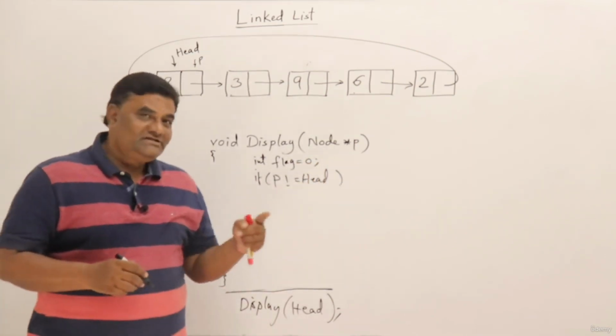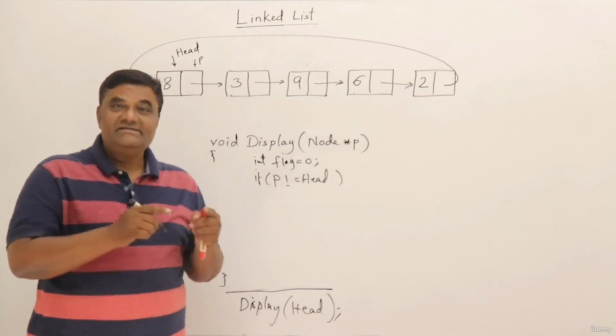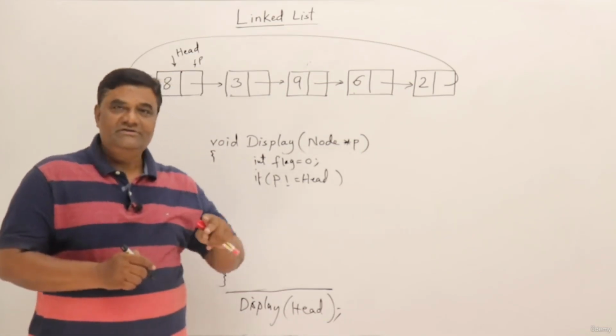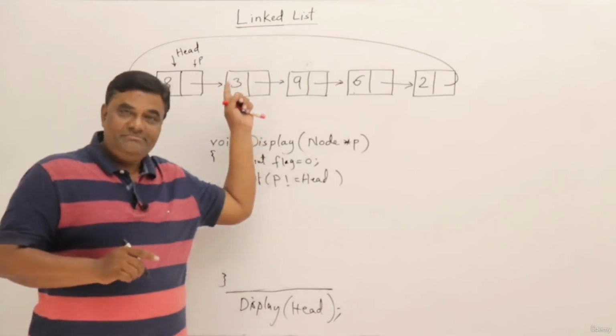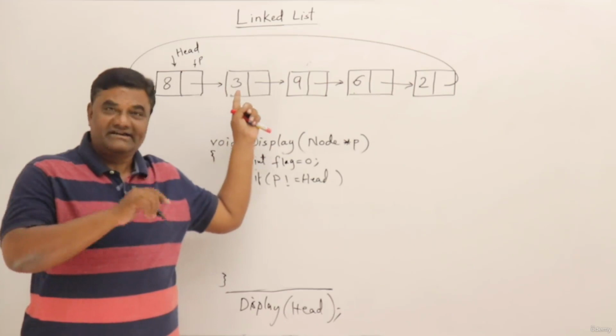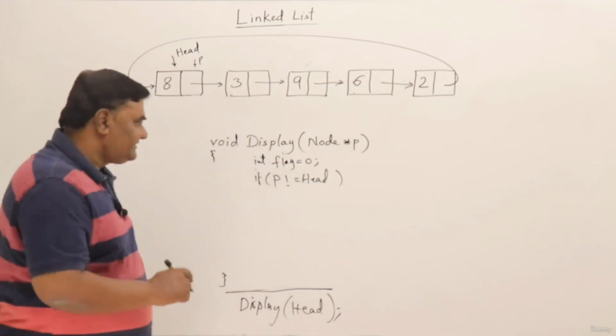If the flag value is 0, it means this is the first time. If the flag value is 1, it means the second time. So by this 0 and 1 value we can identify whether this is the first time that P and head are on the same node, or this is the second time. So let us write down the code.